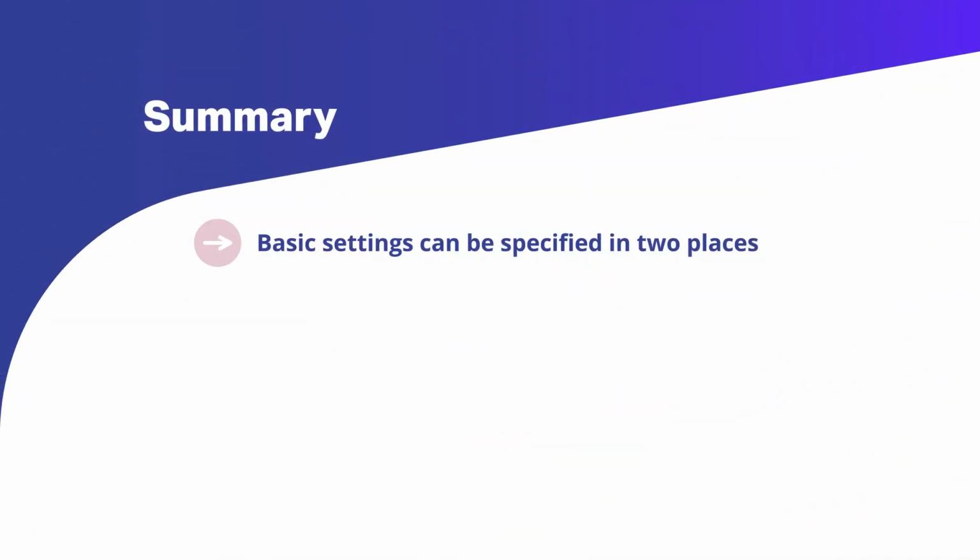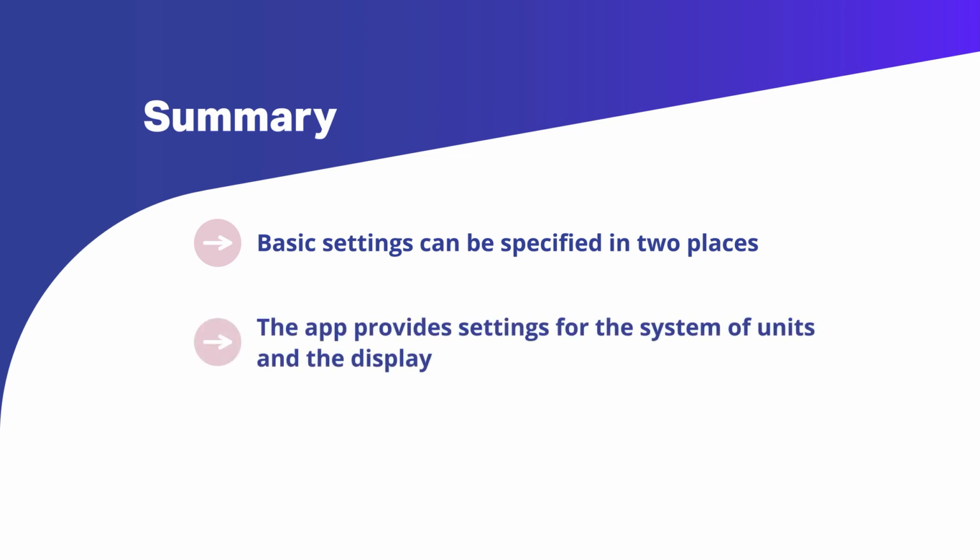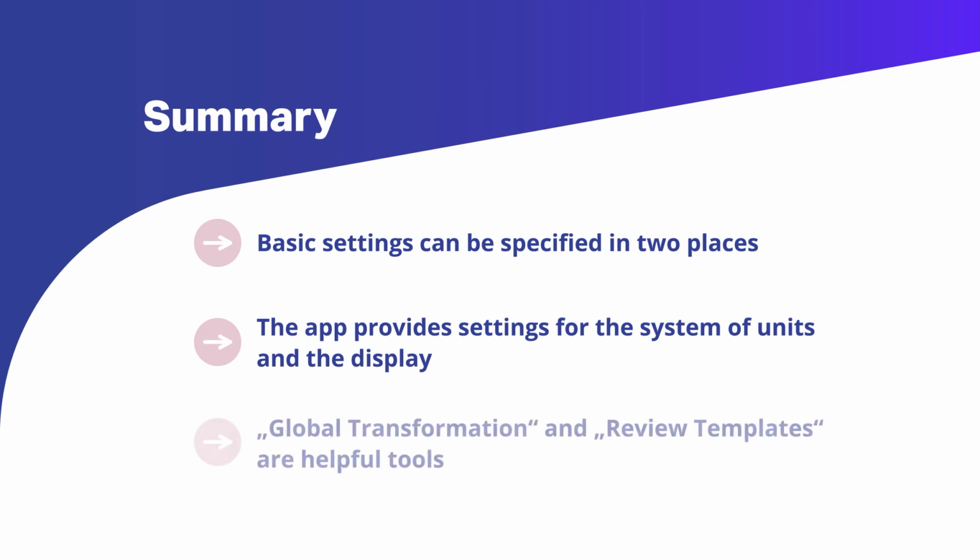To sum up, basic settings can be specified on the app via the menu File, Settings, and on the web app under User Settings. The app provides settings for the system units and for the display. Global transformation and review templates are important and helpful.